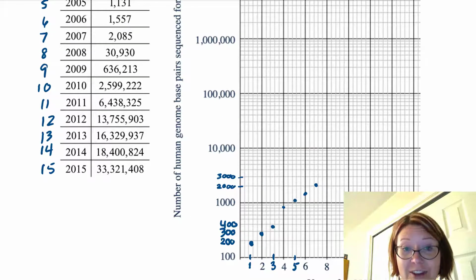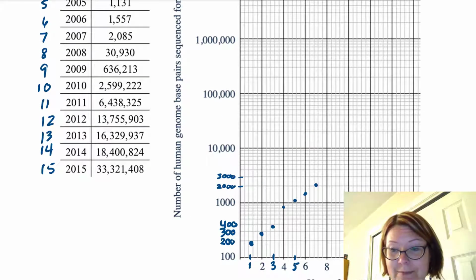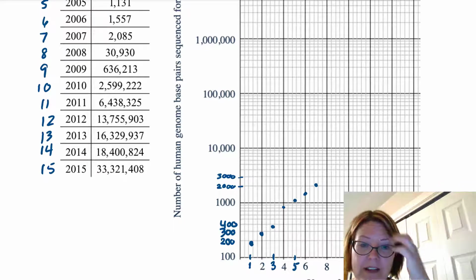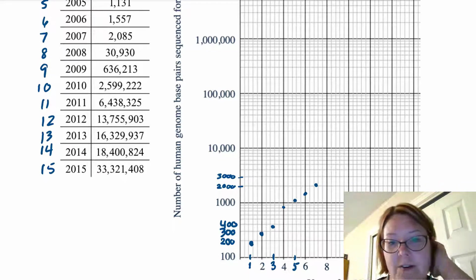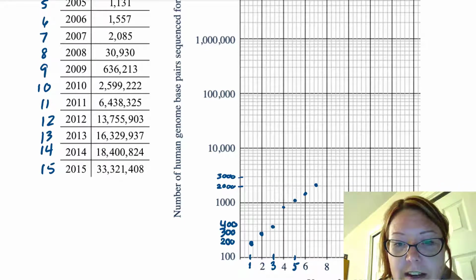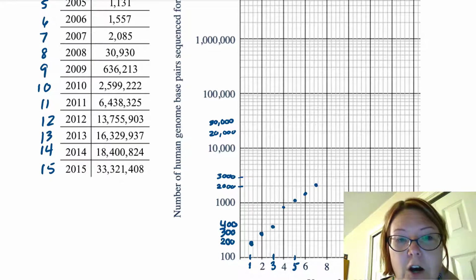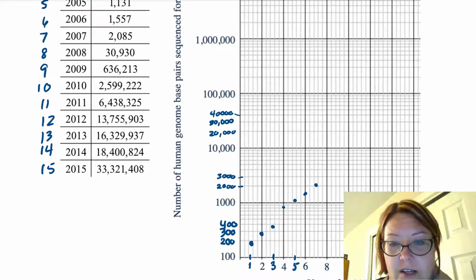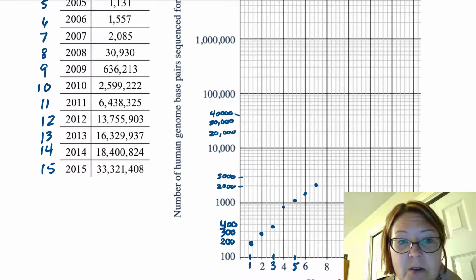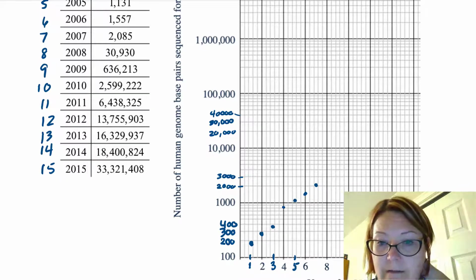Year 8, 30,930. So 8. Now 30,000 is going to be between 10,000 and 100,000. The first grid line up would be 20,000. The next grid line up would be 30,000. These are minor grid lines we're talking about. And I need to plot almost 31,000. So 31,000 is going to be very close to the 30,000 at a value of 8.